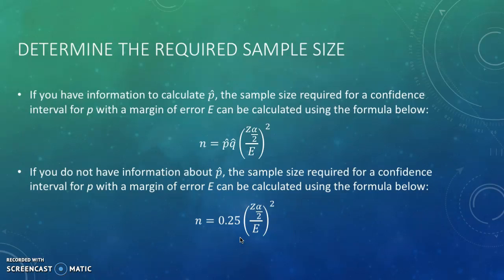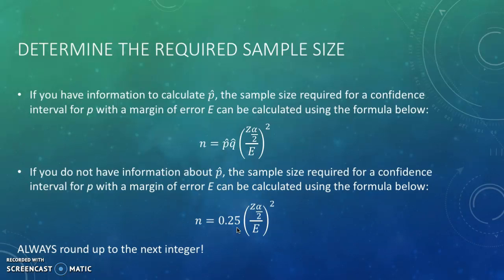P hat times q hat, if they're both 0.5, if they have equal probability, 0.5 times 0.5 is 0.25. Anyway, so you just replace the p hat times q hat with that maximum possible value of 0.25 to make sure you have enough individuals.